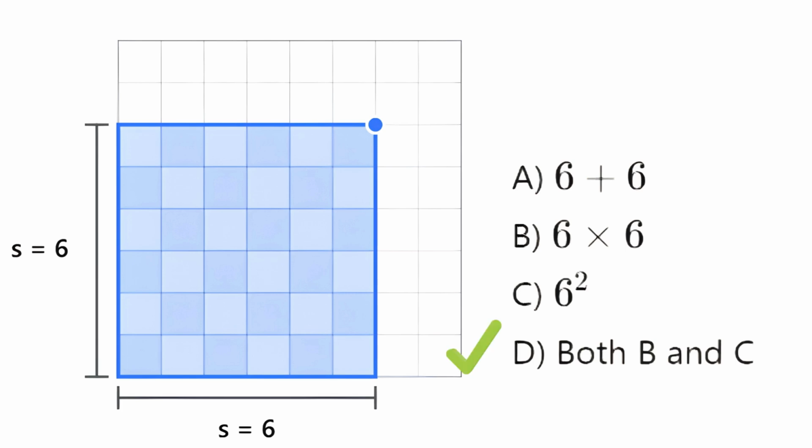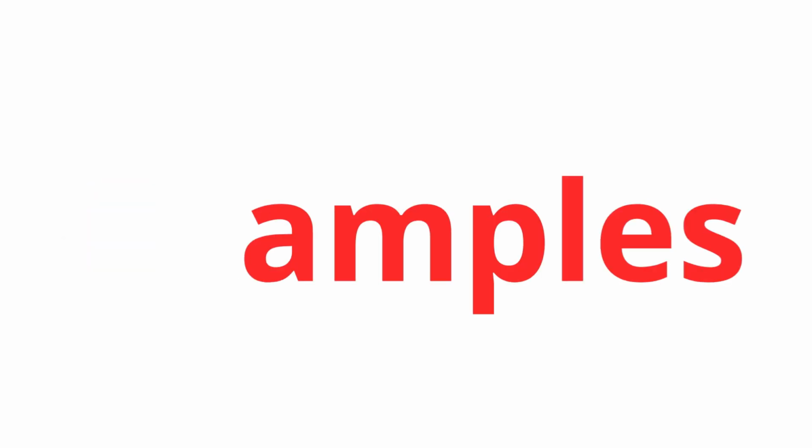The correct answer is D, both B and C. 6 times 6 is equal to 6 squared, and both equal 36. Now that you understand the concept of square numbers, let's look at some important examples.